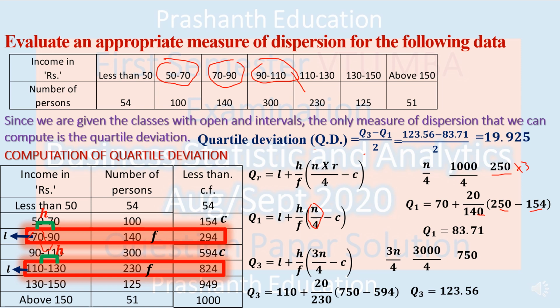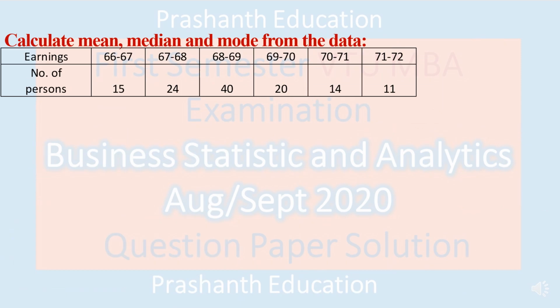Okay, now we will substitute Q1 and Q3 in the formula. 123.56 minus 83.71 divided by 2, our quartile deviation will be 19.925. Okay, so let's go to the next problem.